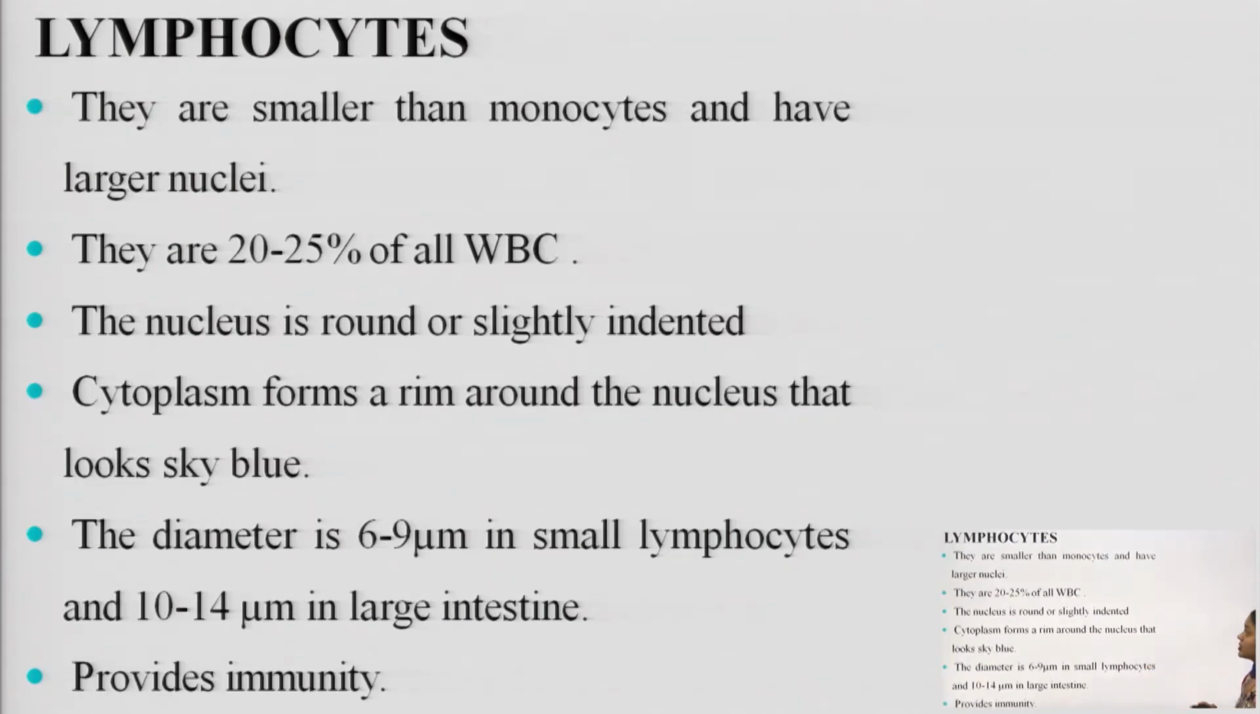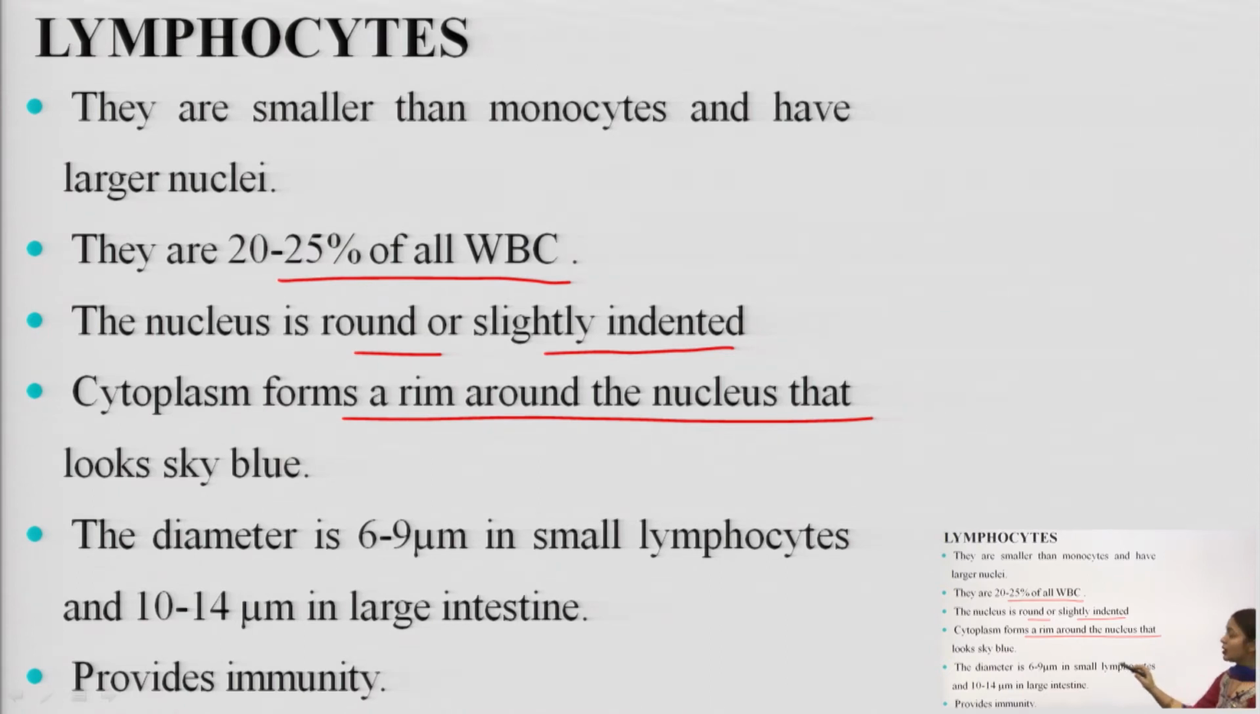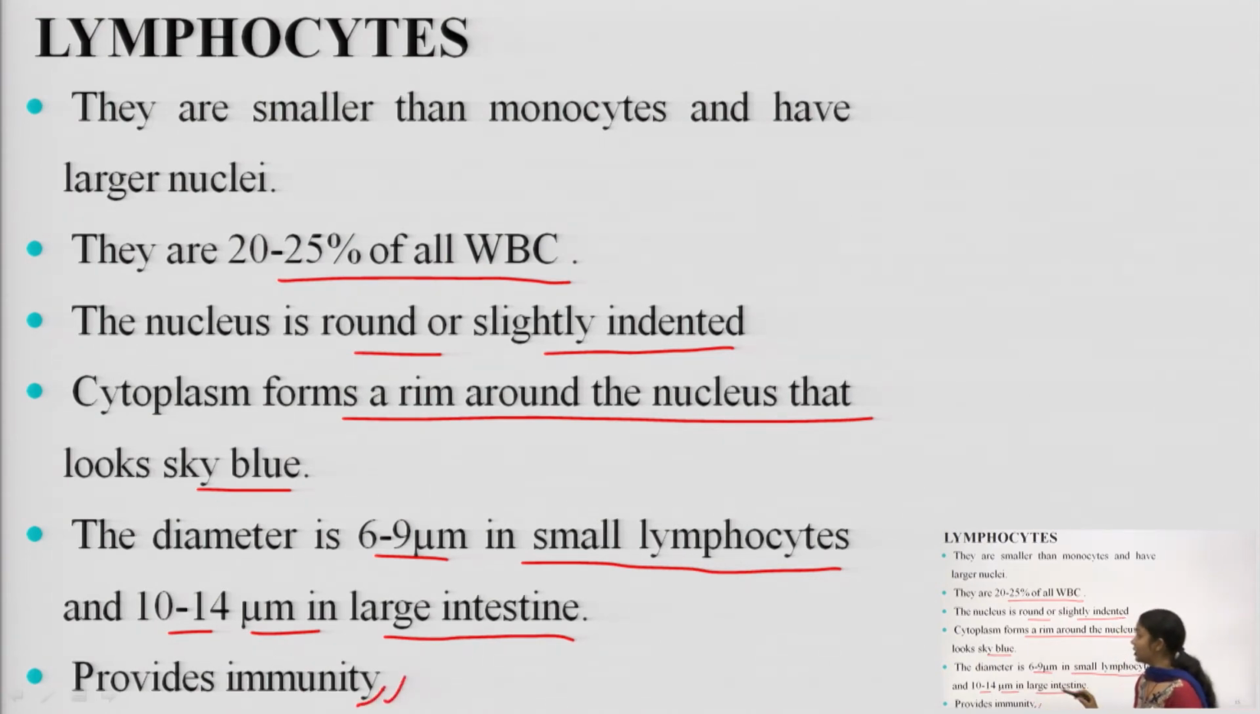Now come to the lymphocytes. They are smaller than the monocytes and have larger nuclei. They are 20 to 25% of all WBCs. The nucleus is round or slightly indented. The cytoplasm forms a rim around the nucleus that looks sky blue. The diameter is 6 to 9 micrometers in small lymphocytes and 10 to 12-14 micrometers in large lymphocytes, and they provide the immunity. Lymphocytes are of two types, T lymphocytes and B lymphocytes.